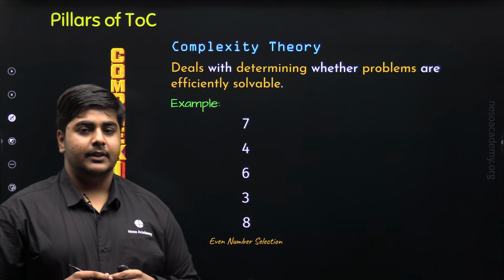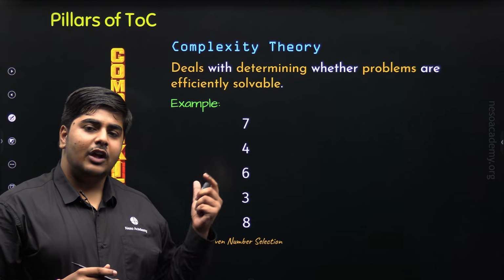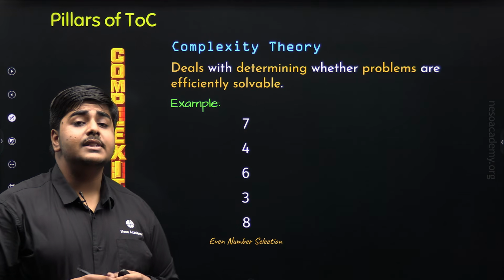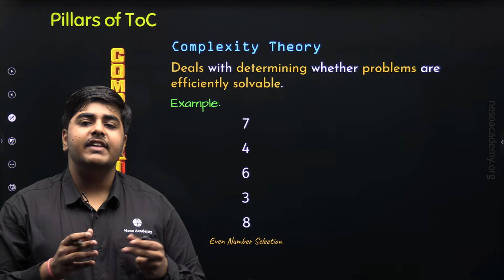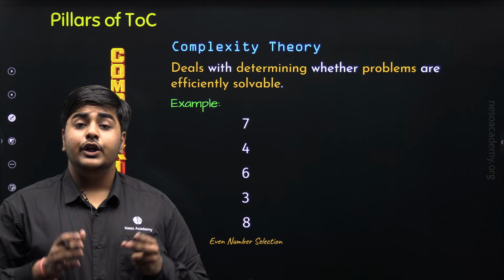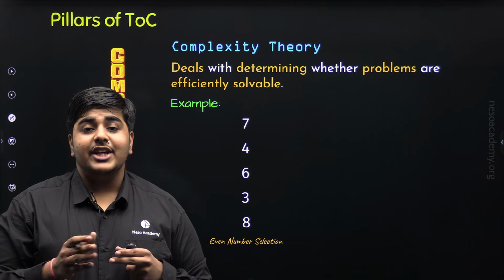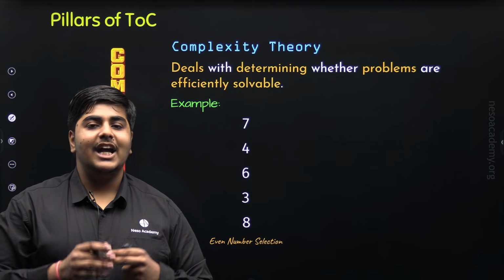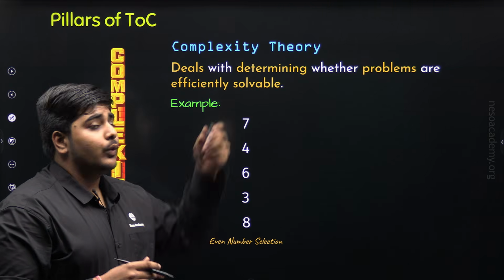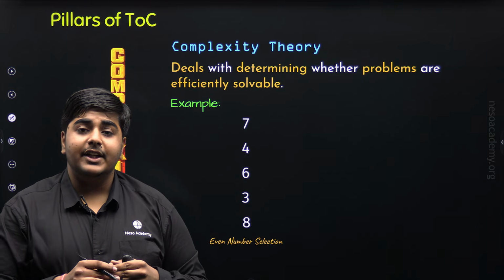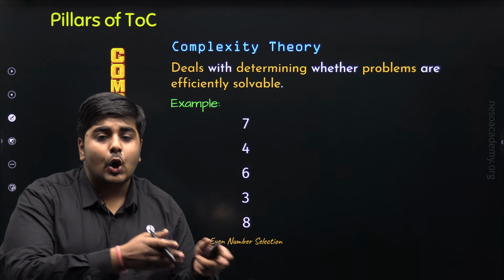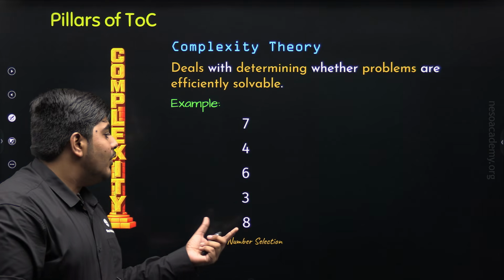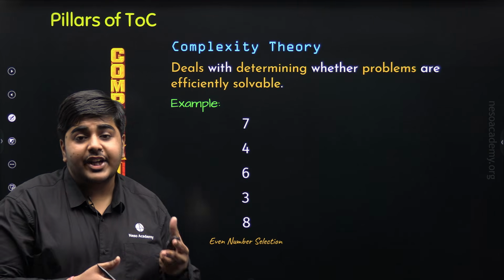Now, what do you think? Can your computer solve this problem? Of course, selecting the even numbers out of the given set of numbers is a very simple problem for a computer. You all have written the code for checking whether the given number is even or odd. But, as I have told you, in complexity theory, we are not interested in determining whether your computer can solve the problem or not. We are interested in knowing, can your computer solve this problem efficiently or not?